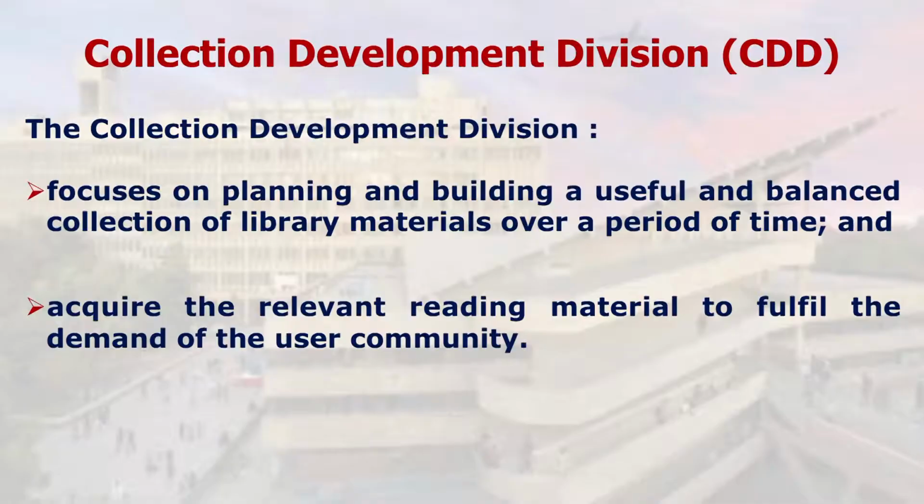In the next few slides, I will be discussing the book recommendation process. The Collection Development Division focuses on planning and building a useful and balanced collection of library material over a period of time and acquiring the relevant reading material, that is books and e-books, to fulfill the demand of the user community. Hence, this division performs selection of documents and acquiring them by means of procurement, gift, exchange, membership, etc.